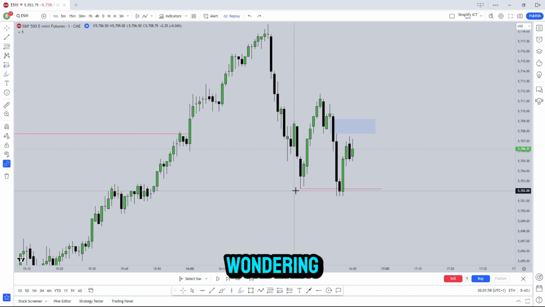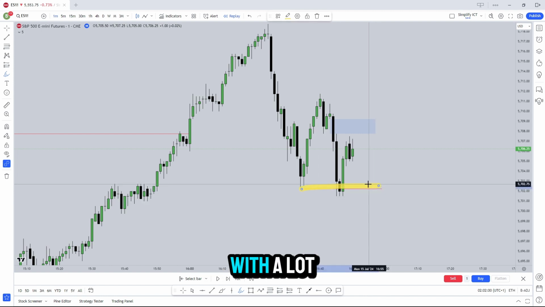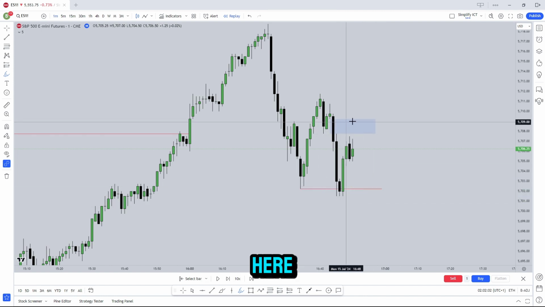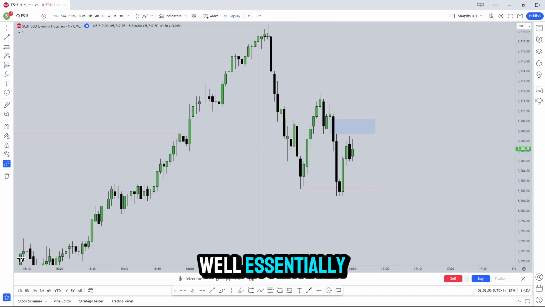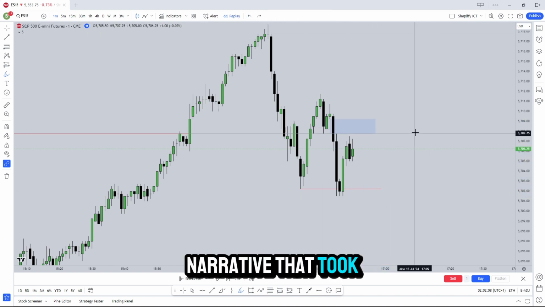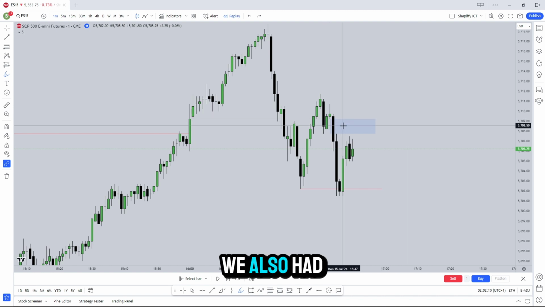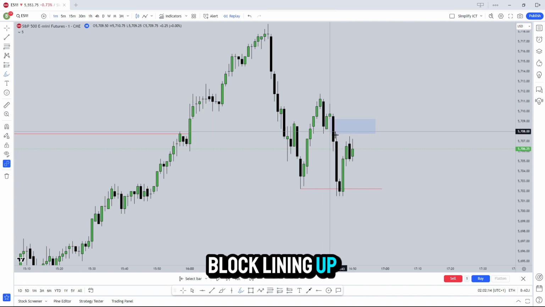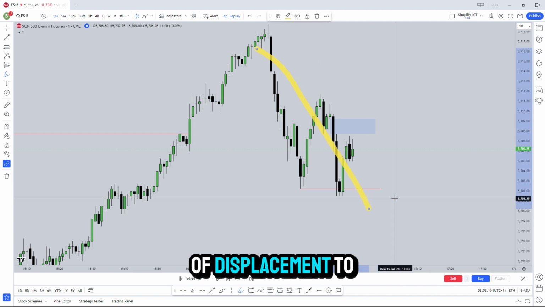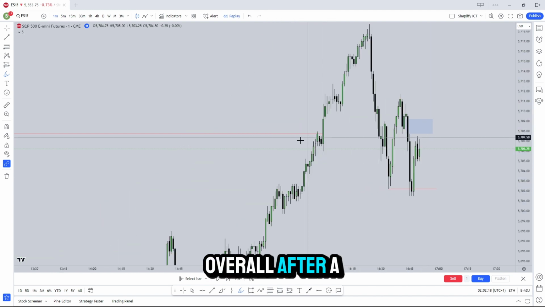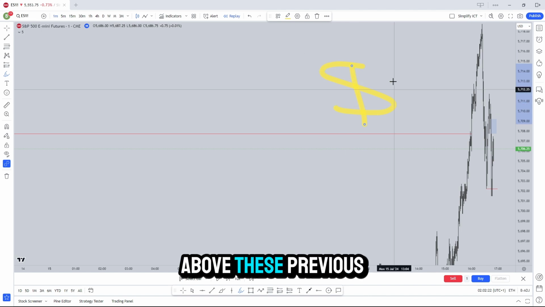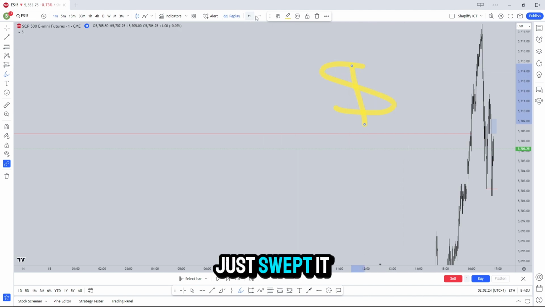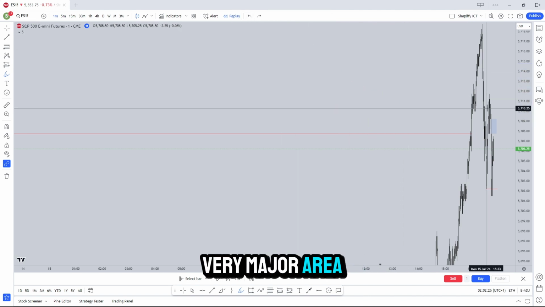Now you might be wondering, price didn't exactly break structure with a lot of displacement in this area right here. Why did I go ahead and mark out this area and look for sells from this area? Well, essentially it was the narrative that took lead on this trade idea. We also had a very strong POI, a fair value gap and an order block lining up with each other, and we did see a lot of displacement to the downside overall after a big sweep of liquidity. Lots of liquidity was resting above these previous all-time highs, and ES has just swept it. So this was a very major area in the market.